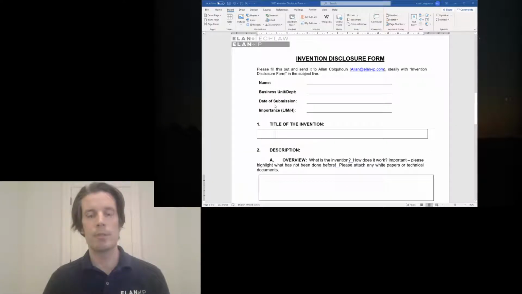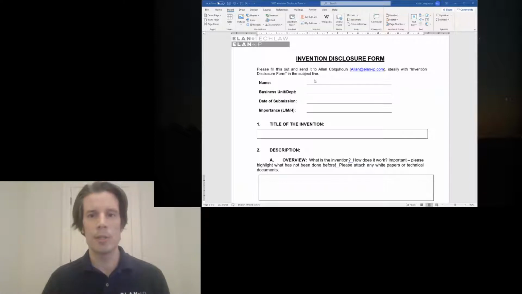Now I've used different lengths of forms in different formats. And I found that this one usually works fairly well. It's a good balance between being easy to fill in, but also getting enough information up front to help the decision makers decide if they want to pursue the invention or not.